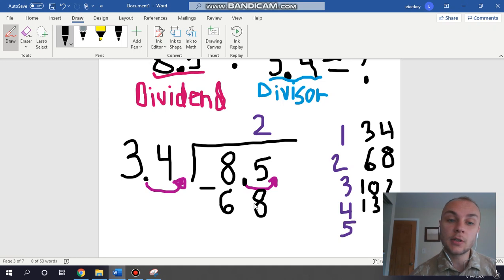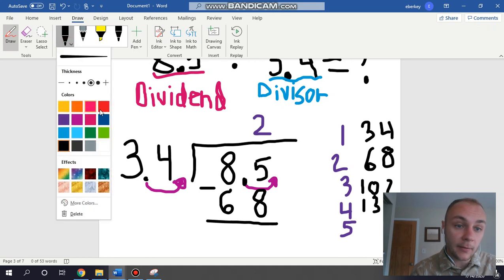I didn't do 102 because I cannot subtract a bigger number. I have to find my multiplication fact that gets me the closest to what my dividend is. Okay? So now I'm going to subtract these. Can I do 5 minus 8? No. What I'm going to do, I'm actually going to write it down here in a different color.